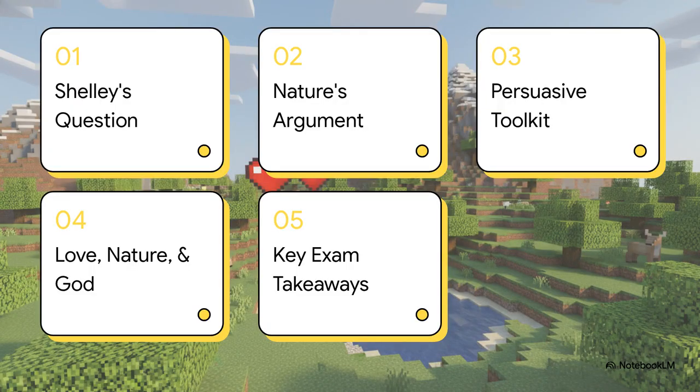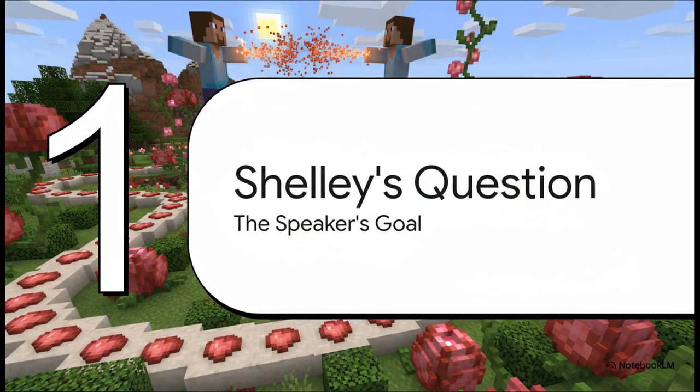Okay, so here's our game plan. First up, we'll figure out what the speaker's main goal is. Then we'll look at how he uses nature as his big piece of evidence. From there, we'll unpack all his poetic tricks, dig into the big ideas about love and even God, and then we'll wrap it all up with the key takeaways you'll definitely want for your exam. So let's start with the big question. What is the speaker actually doing here?